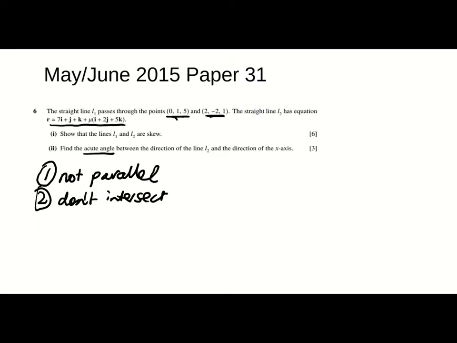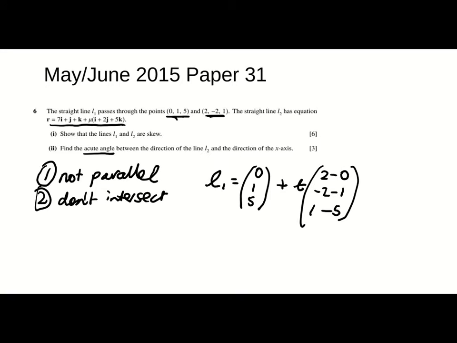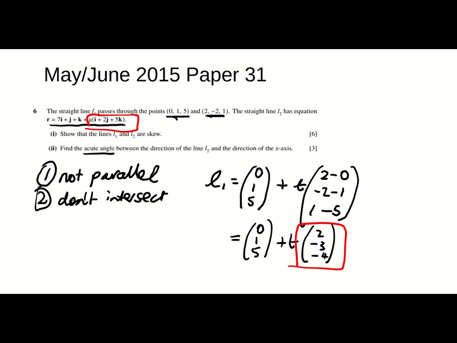So let's get on with writing that first line in the form with the vector equation for the line. So L1 is going to have a position vector, 0, 1, 5, plus a direction vector, and we'll put a scalar of t with that one. So it's going to be 2 minus 0, negative 2 minus 1, and 1 minus 5. And we can rewrite that now and clean up the direction vector. So it's going to be 2, negative 3, and negative 4. So what I need to do is to compare that direction vector with this direction vector and show that one's not a scalar multiple of the other.